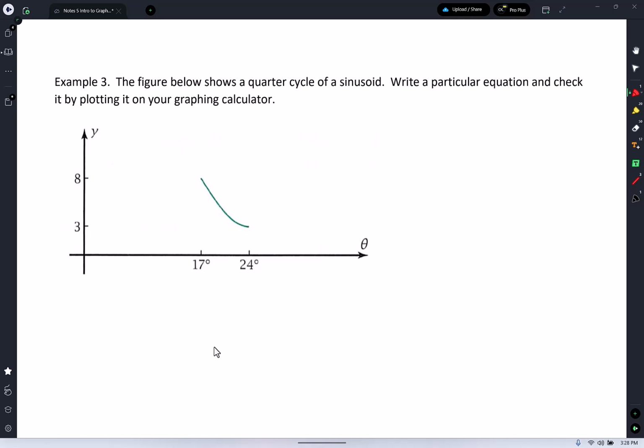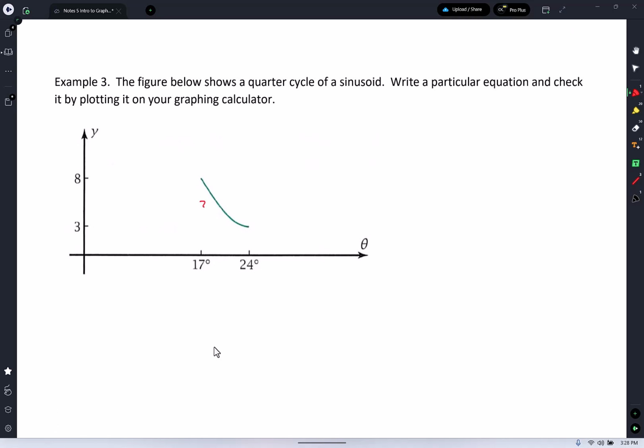All right. The figure below shows a quarter cycle of a sinusoid. Write a particular equation and check it by plotting it on your graphing calculator. Okay, right now all we know is cosine. We haven't messed with sine yet. Don't worry, we'll have more fun next time with sine.